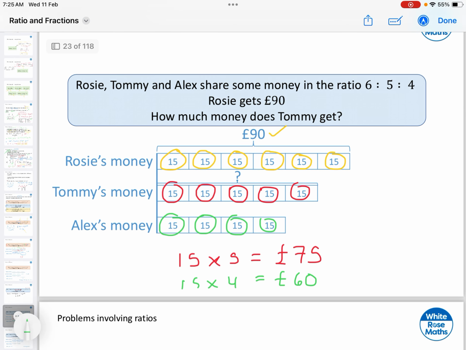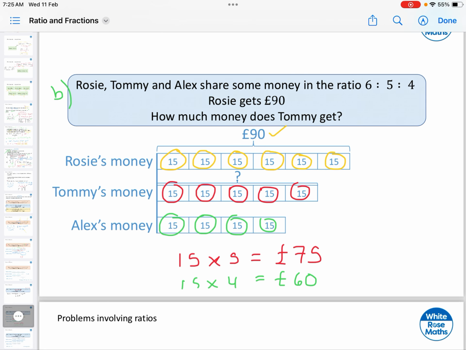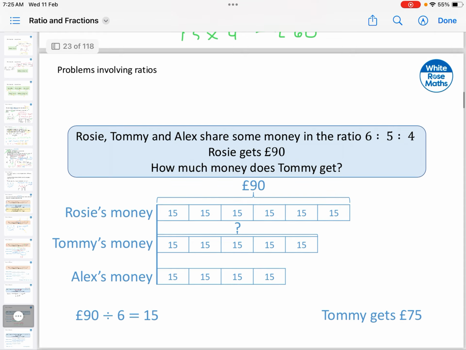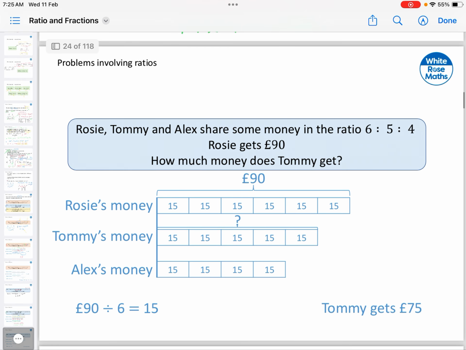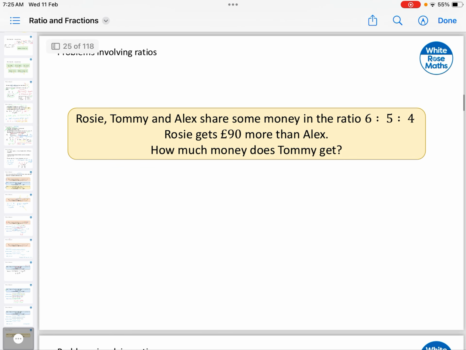So let's see, this was exercise B. On the next slide, you can see the answer. You can see here how Tommy is getting 75 pounds. This was the answer that I discussed before. And then finally, exercise C.